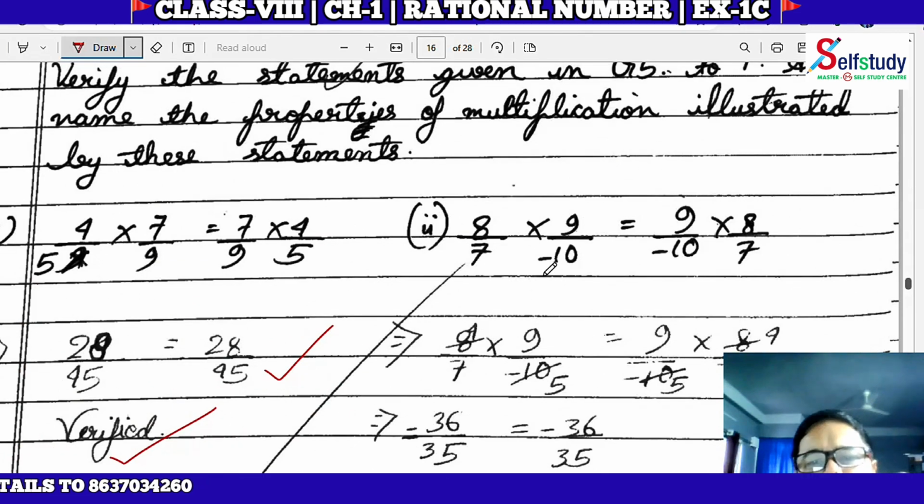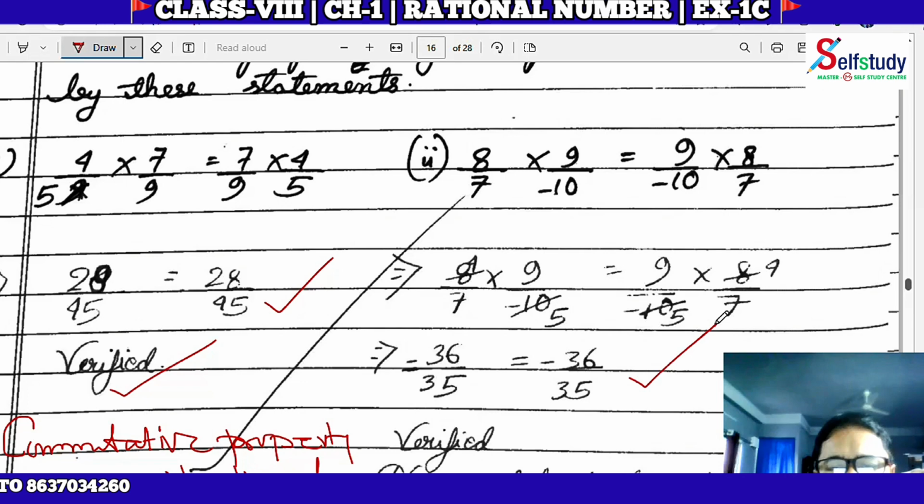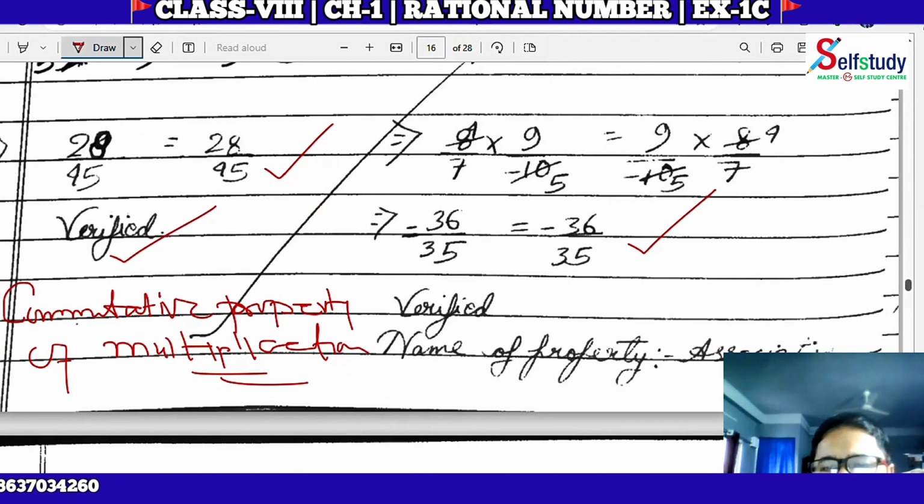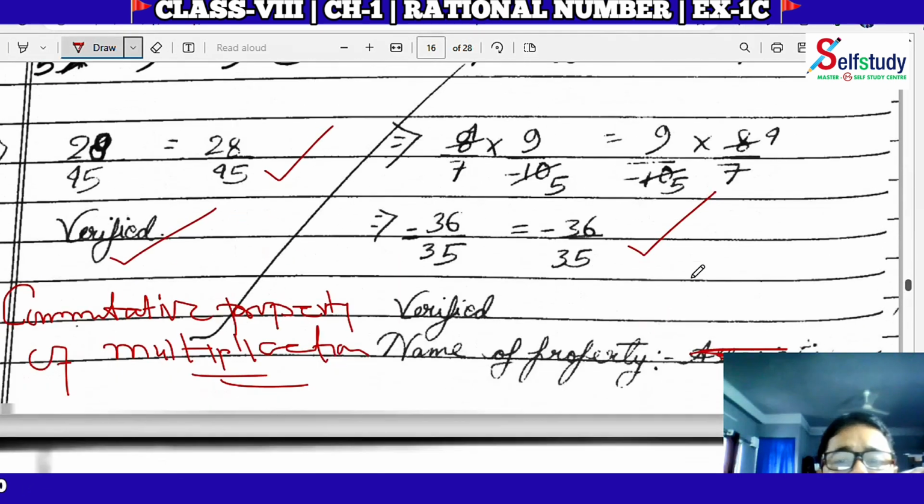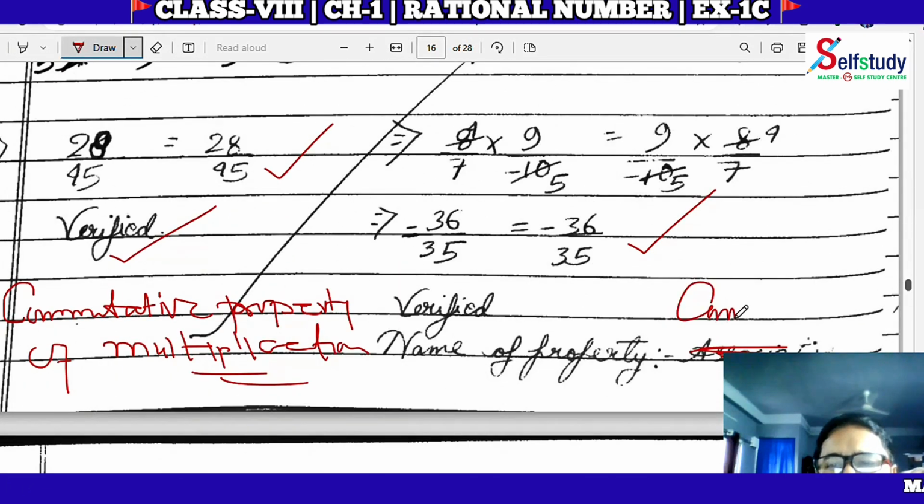Now here it's also the commutative property only, and here also it's verifying. You can see the name of the property is associative. No, this is wrong. It's not associative because there are not three numbers. So this is also commutative, right?